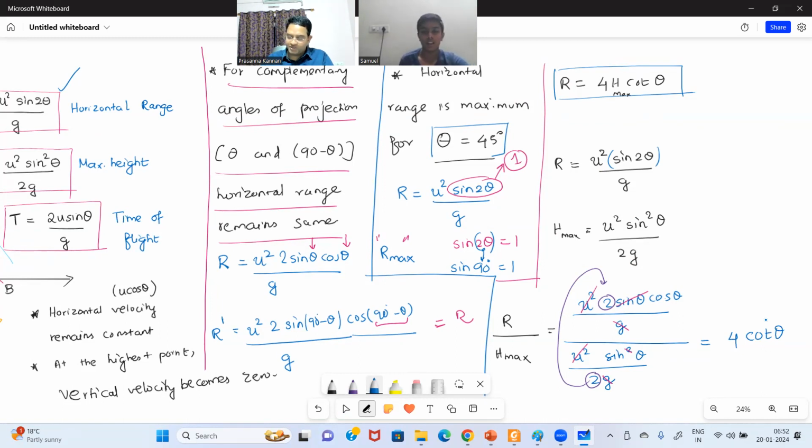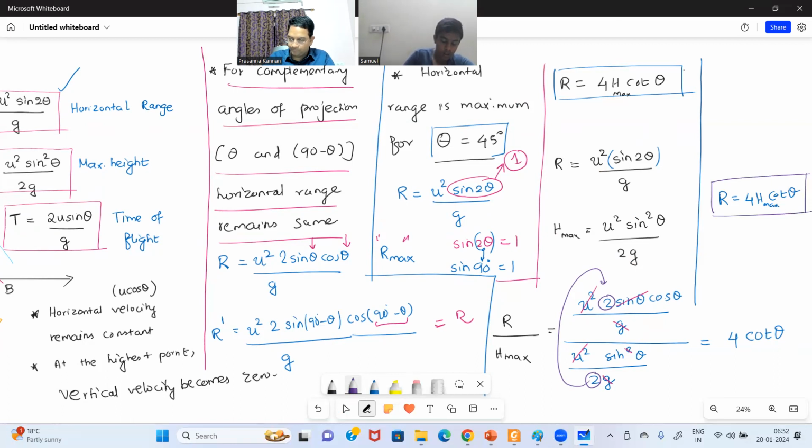So R by h max is 4 cot theta. So take h max that side. So you'll get what? 4 h max cot theta. Important relation. Got it?